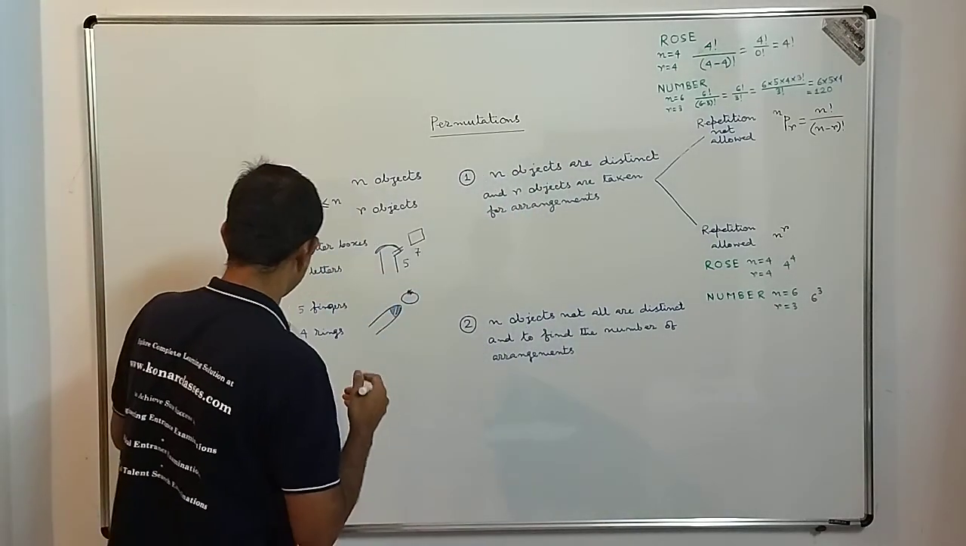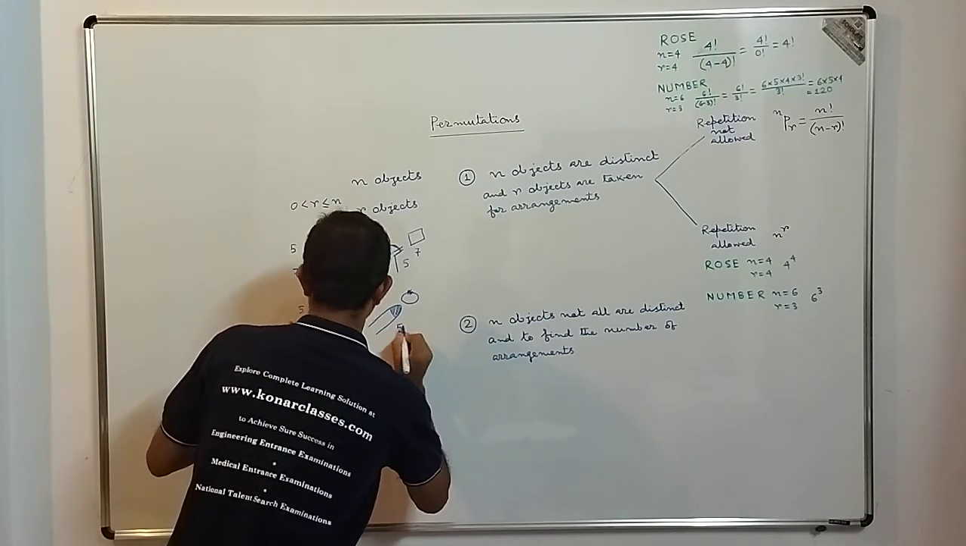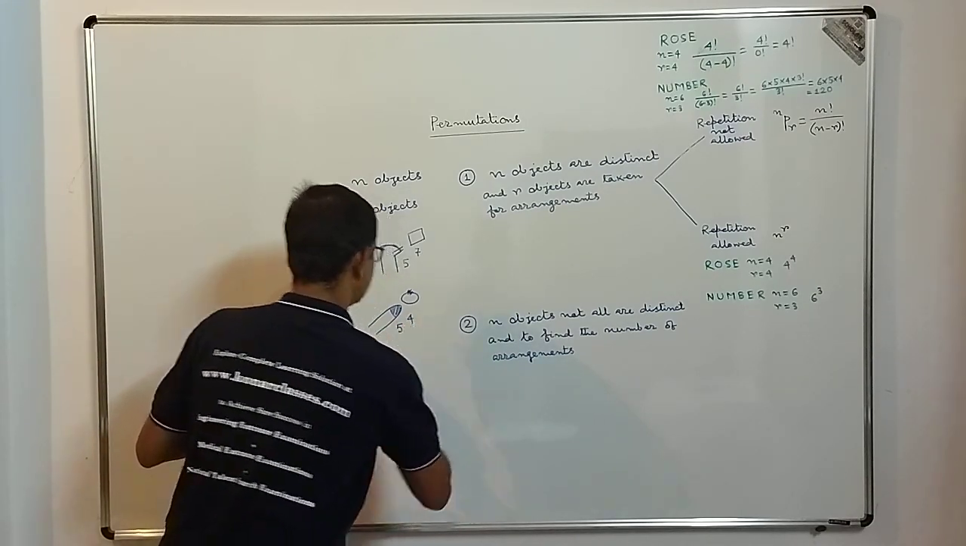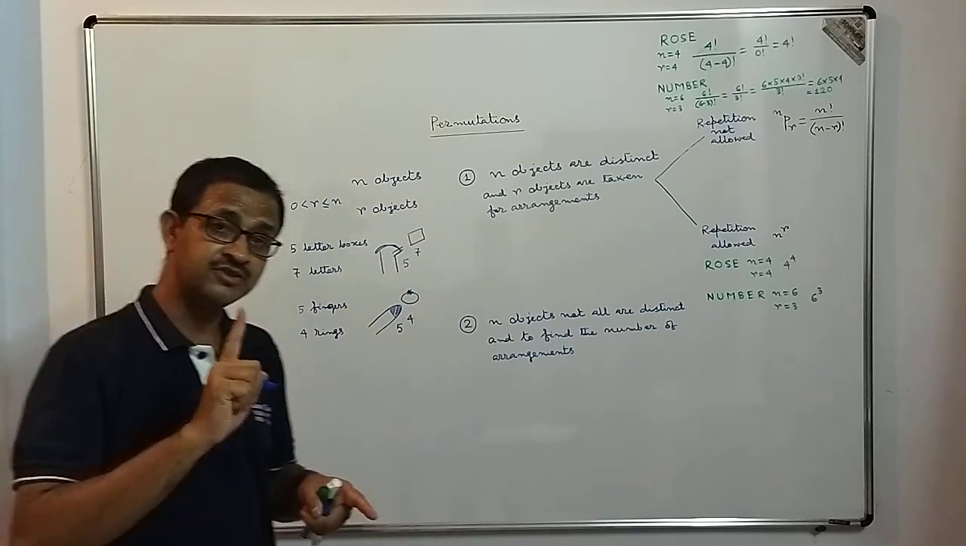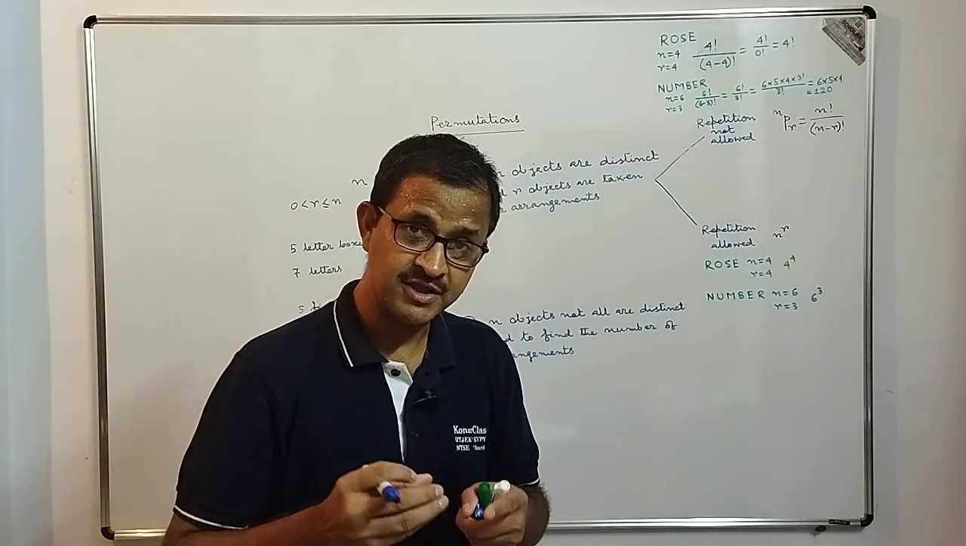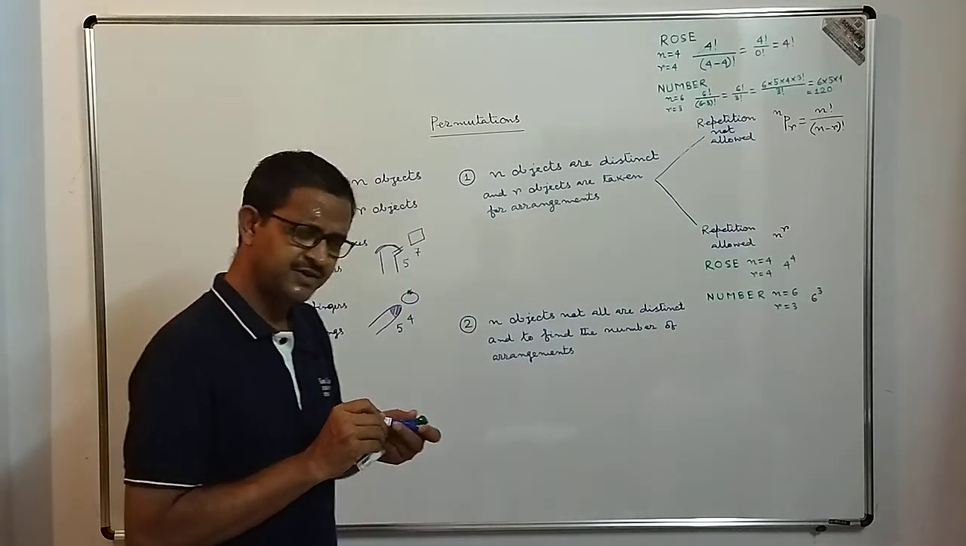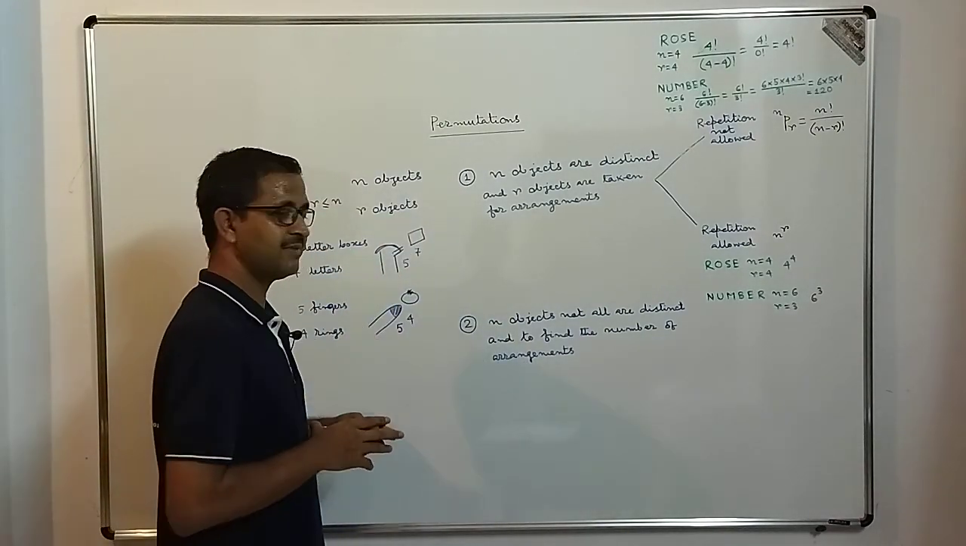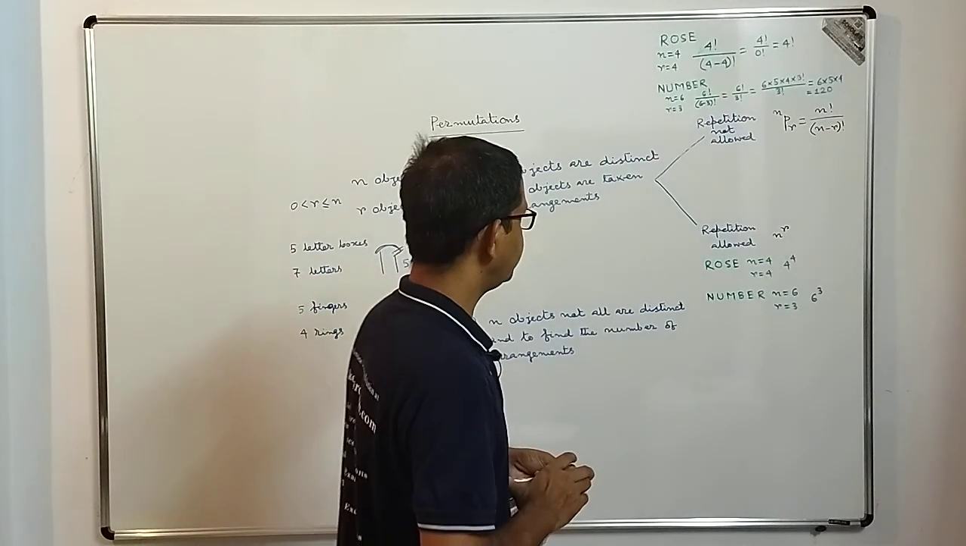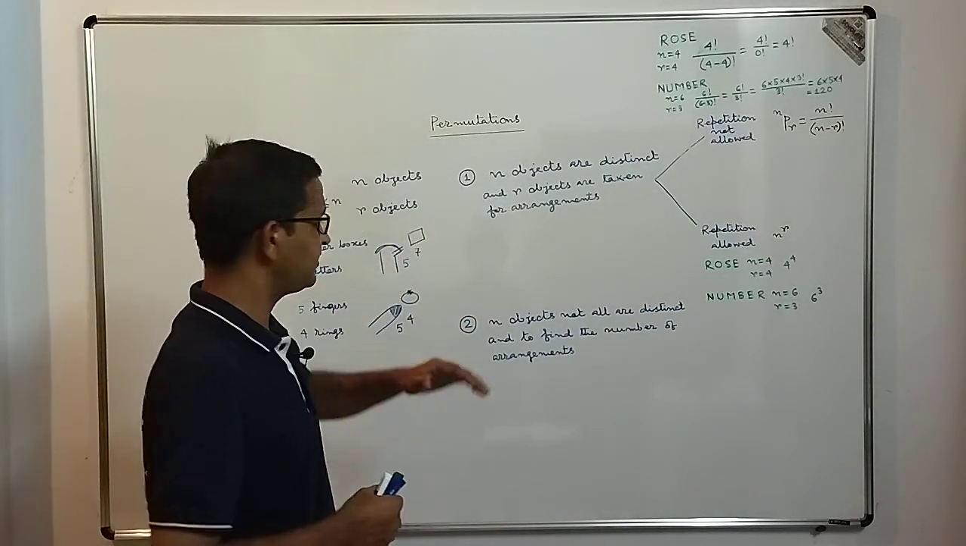So how many fingers? There are 5 fingers. And how many rings? There are 4 rings. So 5 to the power 4 is the possible number of ways in which you can keep the 4 rings on the 5 fingers. Just an easy way of remembering things. So we discussed 2 things. Let me revise quickly.